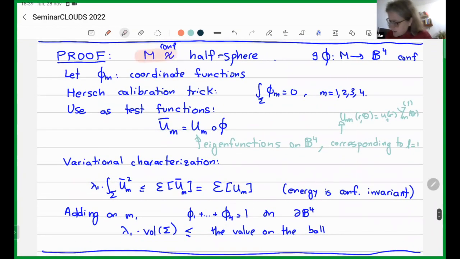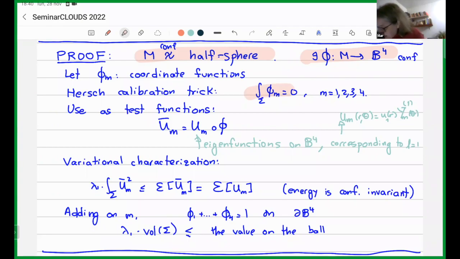Let me start with the case that M is conformally equivalent to a half sphere. So this means that I can map M to the unit ball by this phi, and let me take phi M to be the coordinate functions. The usual Hertz calibration trick tells me that they integrate to zero, so actually they are going to be good test functions.